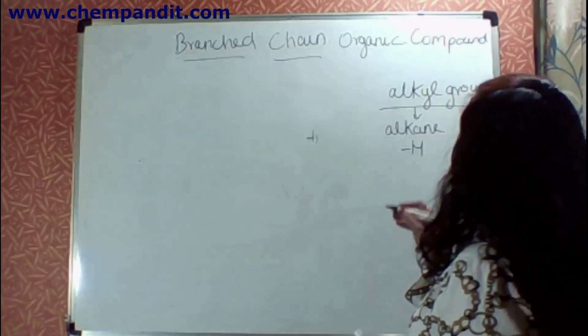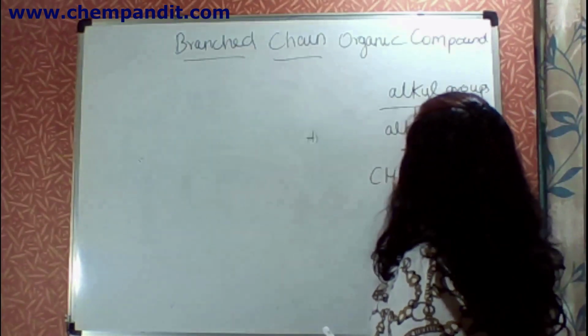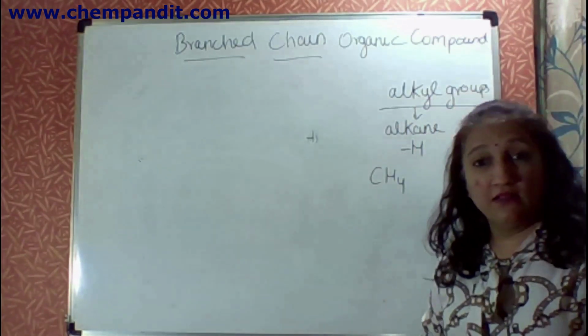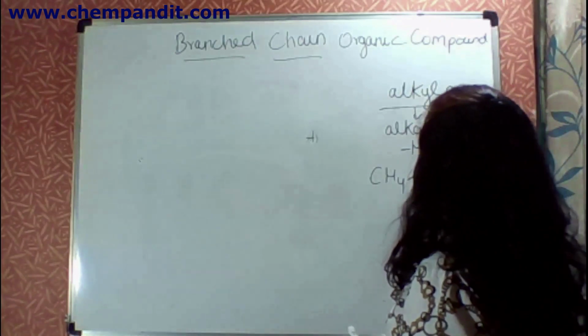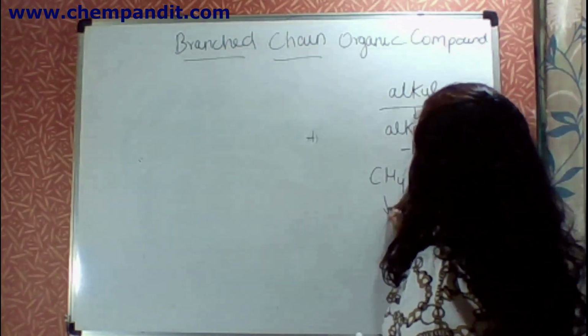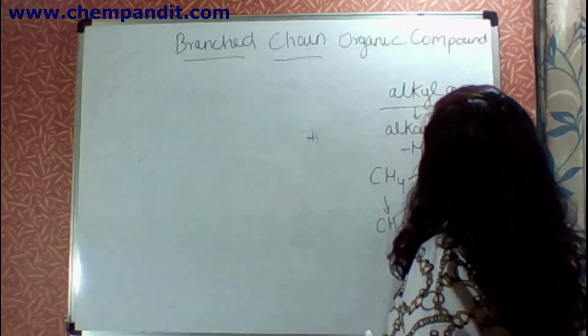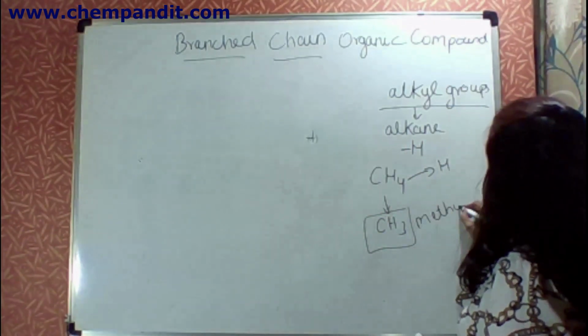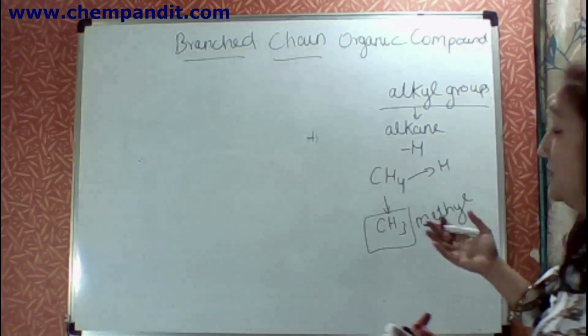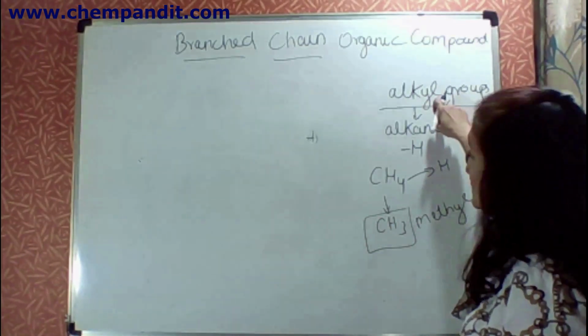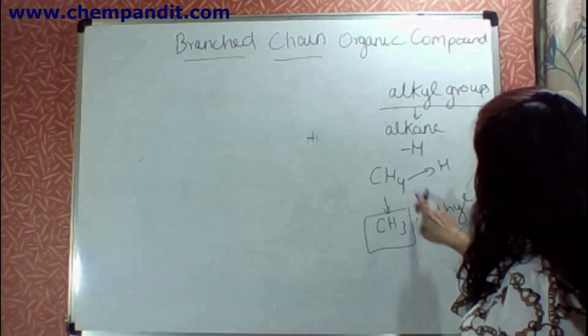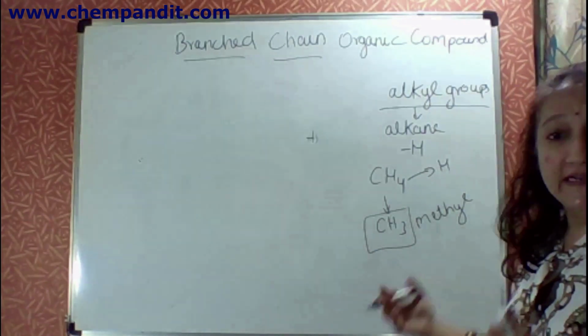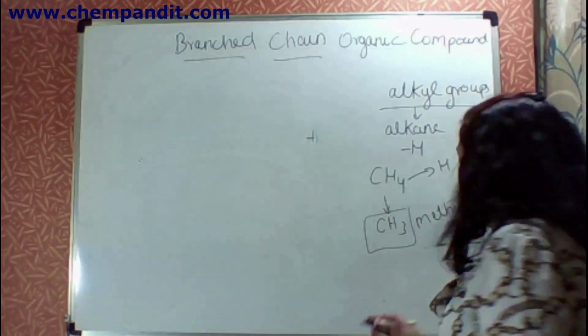How? Suppose CH4 is an alkane, methane. Now you kick out one hydrogen from here. You will get CH3. This is methyl group. So easy. Alkane, alkyl. Methane, methyl. That is so easy. Are you getting the point?